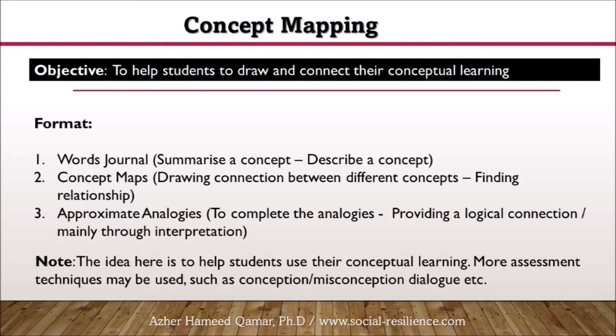And of course, when they are drawing connections between two or more concepts, they are also describing how they find them connected. Then another format might be approximate analogies. Approximate analogies means completing an analogy, for example, providing a logical connection mainly through interpretations. That is, what is A for B and what would be B for C. So it is a kind of logical connection, but it does not need to be very concrete or very objective. So we will try to encourage students' interpretive skills, how they interpret those connections.